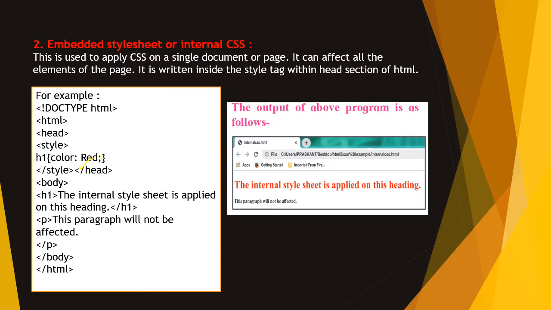And this colon sign should not be there, as we are applying a single style. H1 color red. There should not be a blank space within property and value. So H1 color red style, after that the heading section is closed, and here the H1 tag is used in the body section, and that internal style is applied to this. As we have not applied this style to the paragraph tag, the paragraph will be displayed in normal effect.